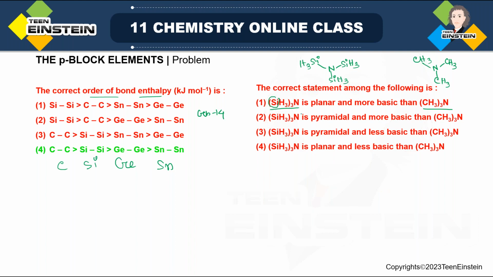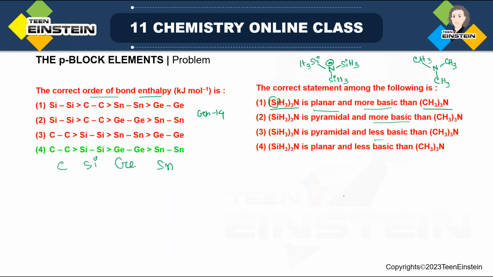The first option says (SiH3)3N is planar, pyramidal, pyramidal, planar, so any one will be correct. The second part of these statements, for the first 4 options, says more basic than the other compound, and then the next 2 options say less basic. Now, basicity means what? The central atom is nitrogen, and we know there is a lone pair over nitrogen. When this lone pair donating tendency is high, only then can we say it will be more basic.